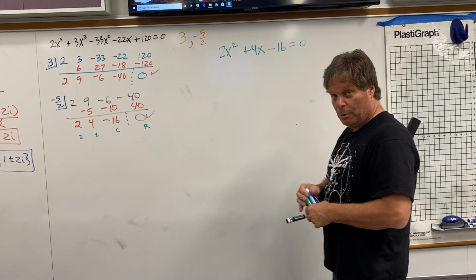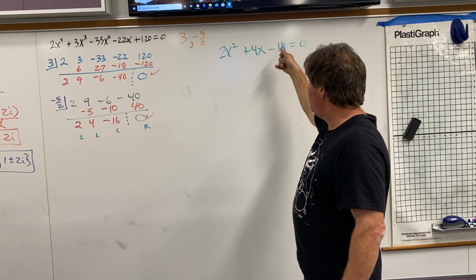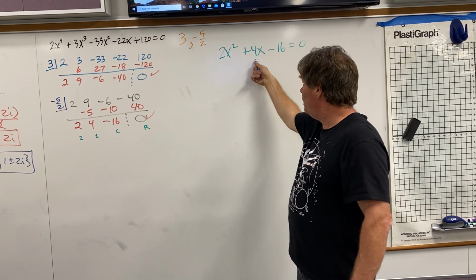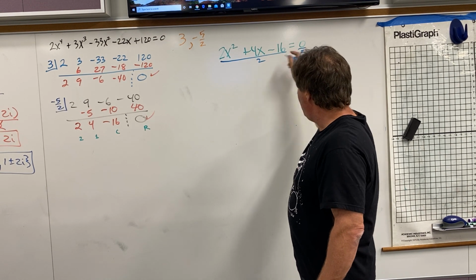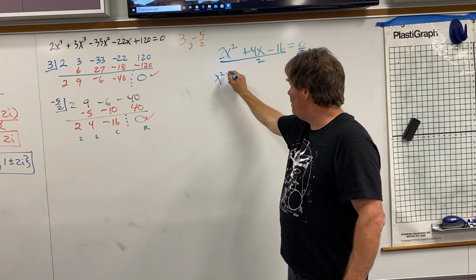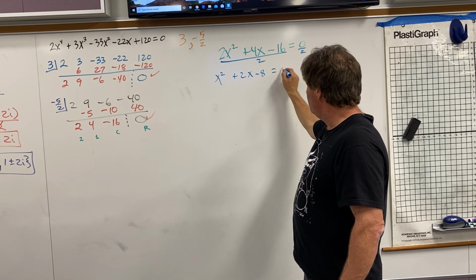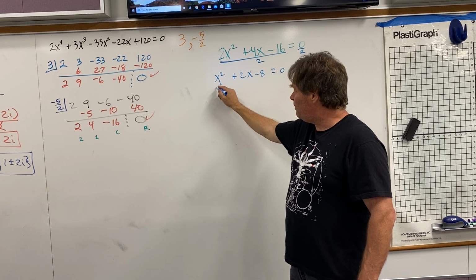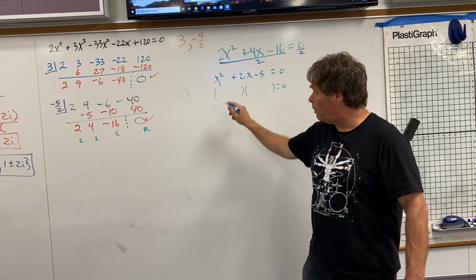So what do I have to do? Well, hey, good fortune is with me. Look at this. Everything has a 2. So I can divide by 2. Oh yeah. So x squared plus 2x minus 8 equals 0. Now, wouldn't that be nice if that factors? If it doesn't, I could use quadratic formula, right?